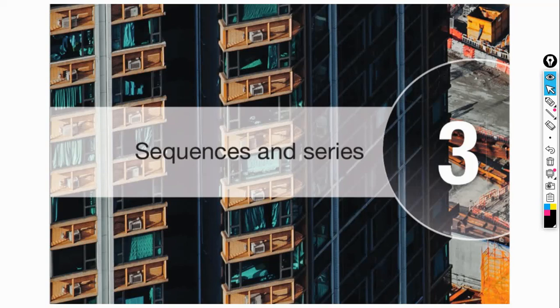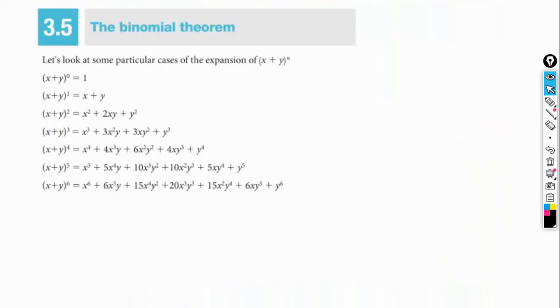Hi everybody. So in this video we will continue with chapter 3, sequences and series, specifically 3.5, the binomial theorem. First of all, a binomial is a polynomial with two terms. So x plus y is an example of a binomial.